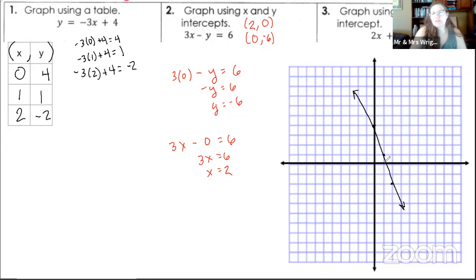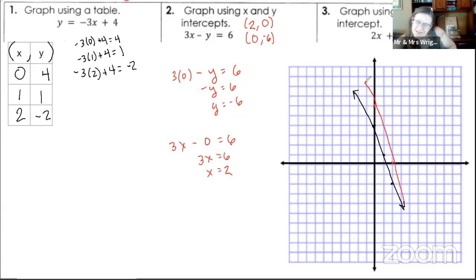So my first point is to go to the right 2 and up 0. So this is my first point. And then my second point is to go to the right or the left is 0, but to go up 6. 1, 2, 3, 4, 5, 6. So this is my second point. And now I need to try to connect the dots.